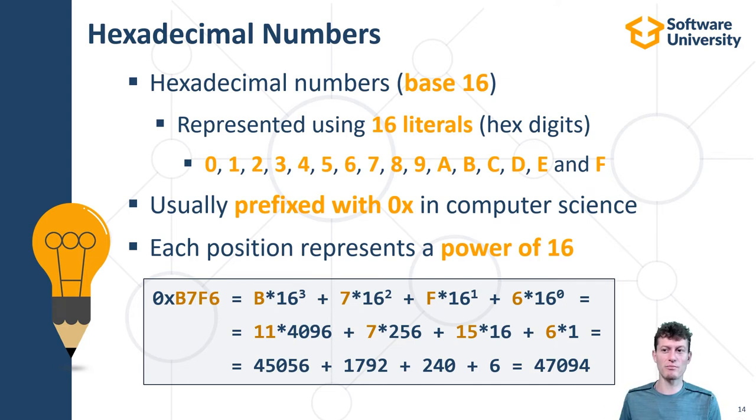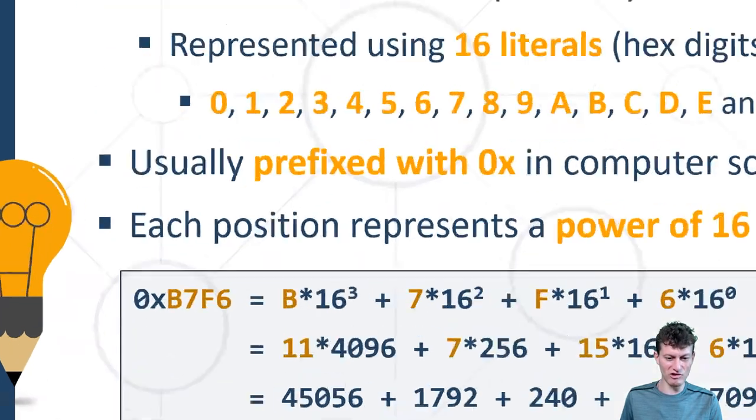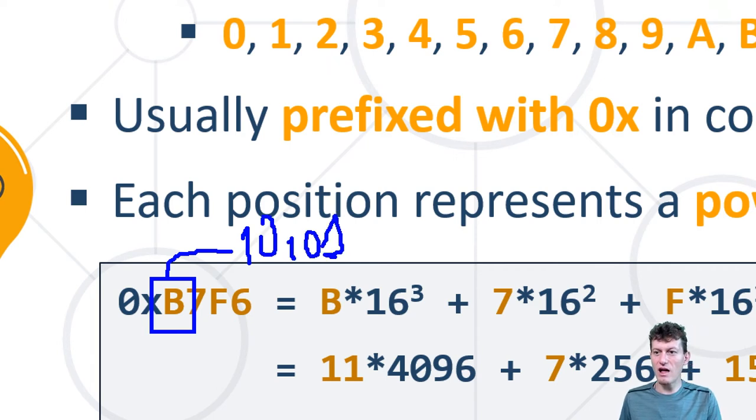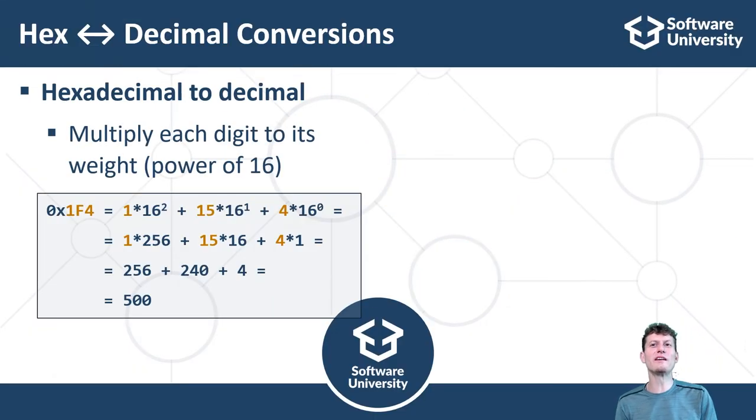4 binary digits correspond to 1 hex digit. Thus, an 8-bit number can be represented by 2 hex digits. In the same logic, a 4-digit hex number corresponds to a 16-bit binary number. Now, let's give an example of how to convert hex to decimal and decimal to hex. We use the same algorithms we use for converting binary numbers to and from the decimal system.